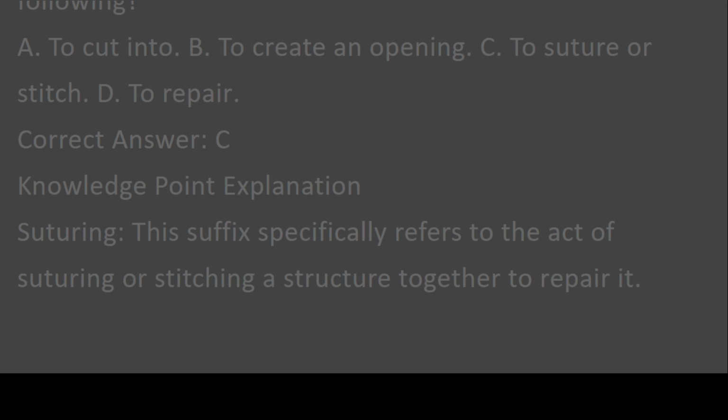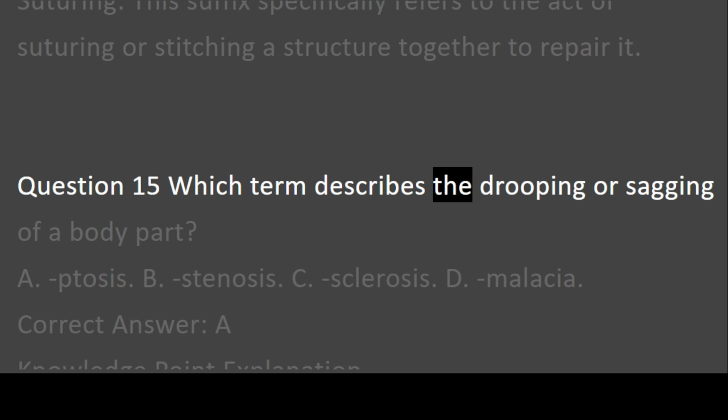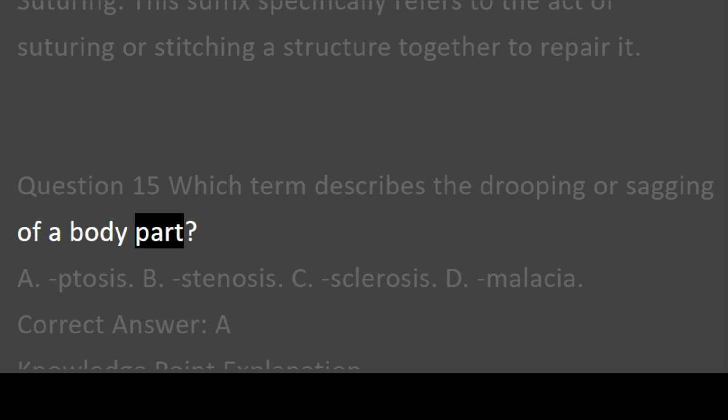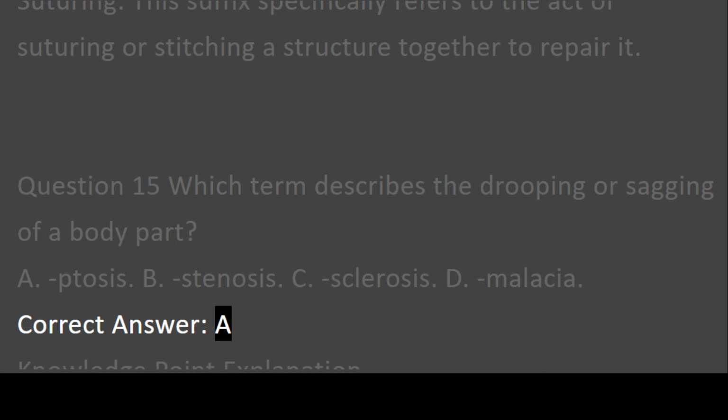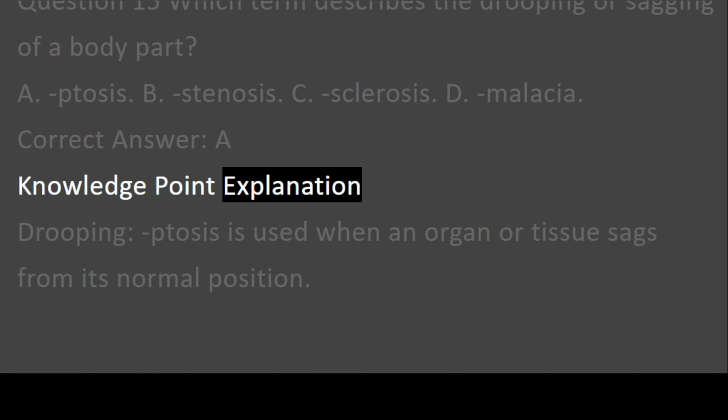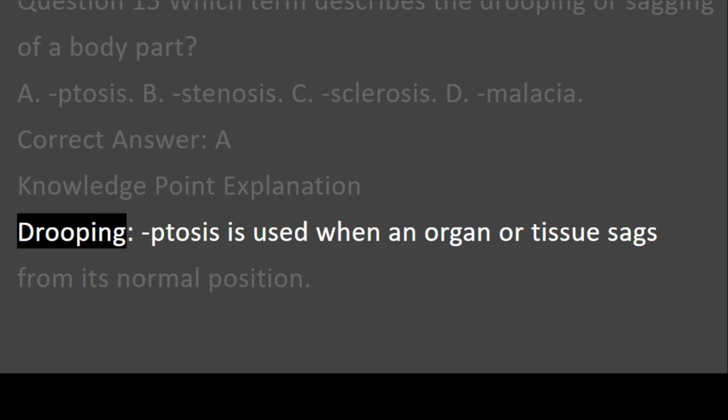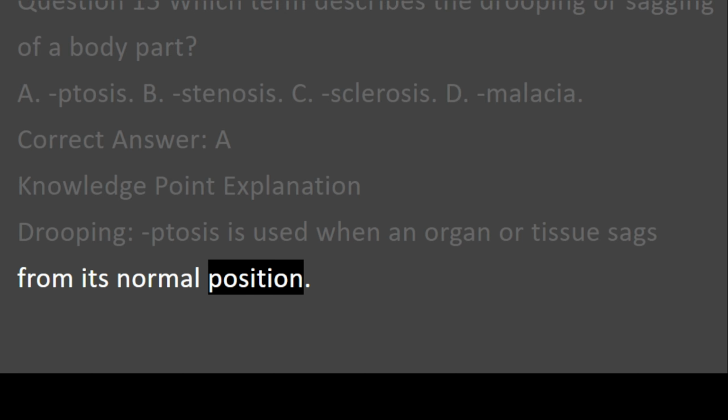Question 15. Which term describes the drooping or sagging of a body part? A. Ptosis. B. Stenosis. C. Sclerosis. D. Amalacia. Correct answer, A. Knowledge point explanation. Drooping. Ptosis is used when an organ or tissue sags from its normal position.